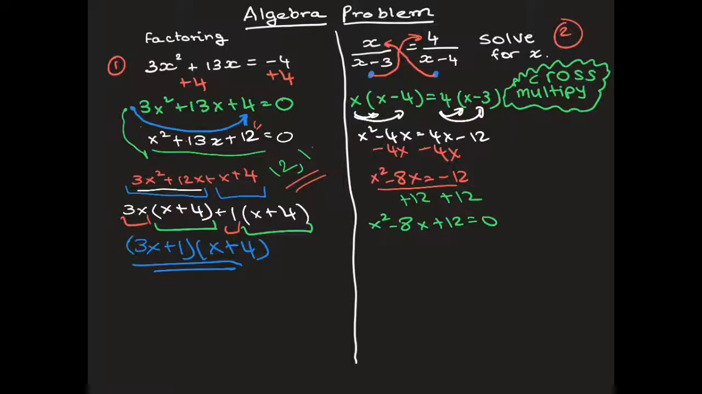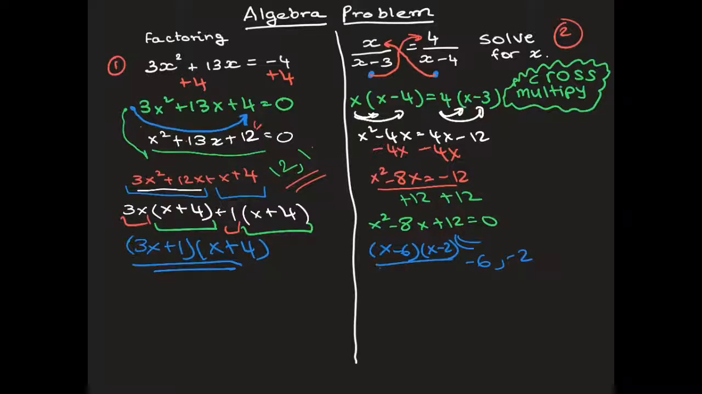Now let's go ahead and factor this normally. We've got, what are two numbers that multiply to 12 but add to negative 8? So these two numbers, negative 12, negative 1, doesn't work. We've got negative 6, negative 2. Those add to negative 8, so those will be our two numbers. So now we'll just go ahead and factor this. So x minus 6 times x minus 2.